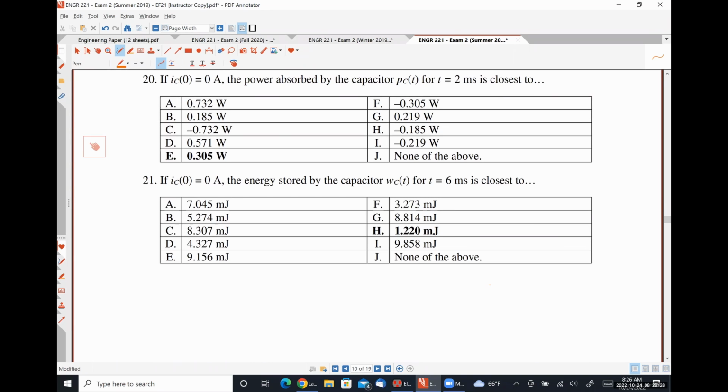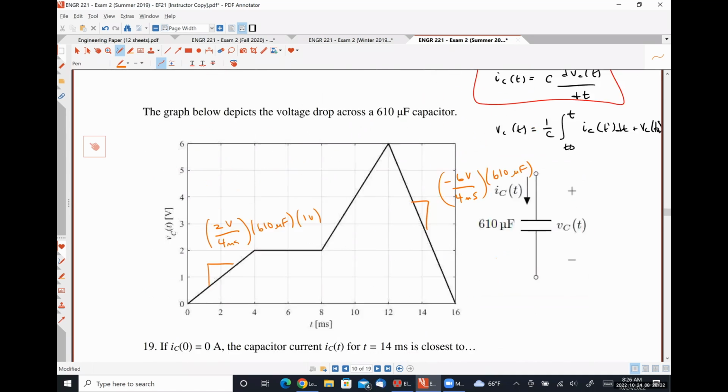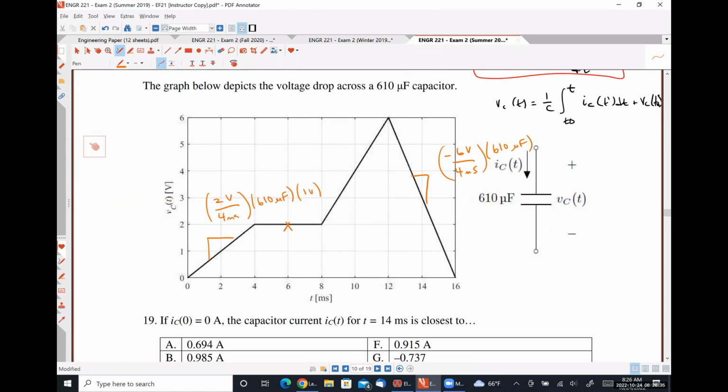And for number 21, the energy stored at 6 milliseconds, we're given the voltage here. Here's 6 milliseconds. So this is just going to be 1/2 C V squared: 1/2 times 610 microfarads times V, which is 2 volts, squared. The other option, if it wasn't the derivative-based relationship, would be to use the integral-based relationship, and then we'd be taking the area under the curve.